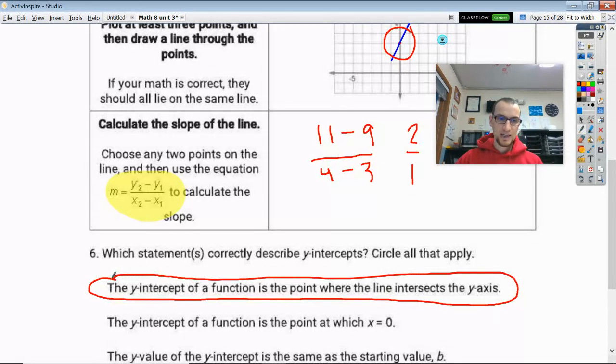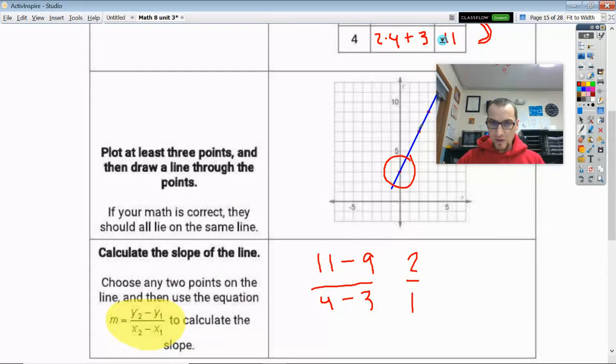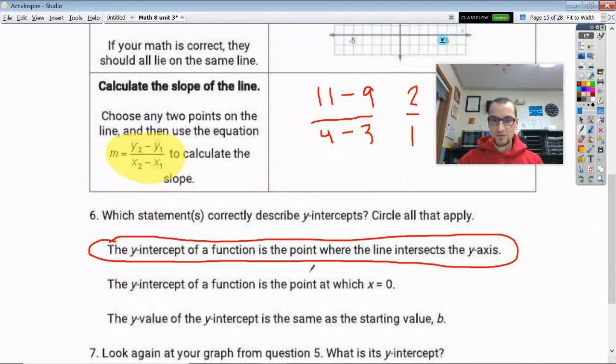All right, let's check that next one. The y-intercept of a function is the point at which x equals 0. So let's check our graph right here. The graph crosses the y-axis, and what is the x value? So x is 5, 4, 3, 2, 1, 0. So right here, x equals 0. Is the graph crossing the y-axis when x equals 0? It is. So that's true.